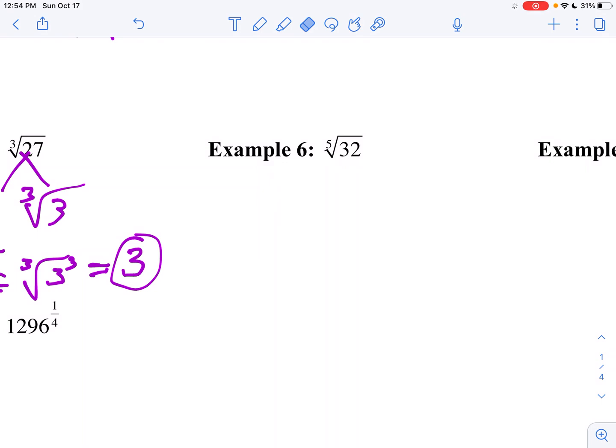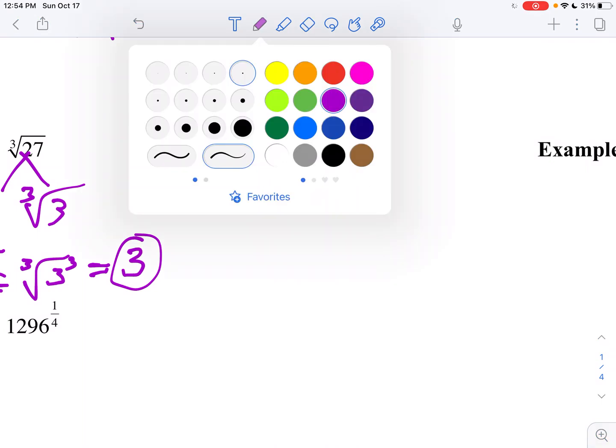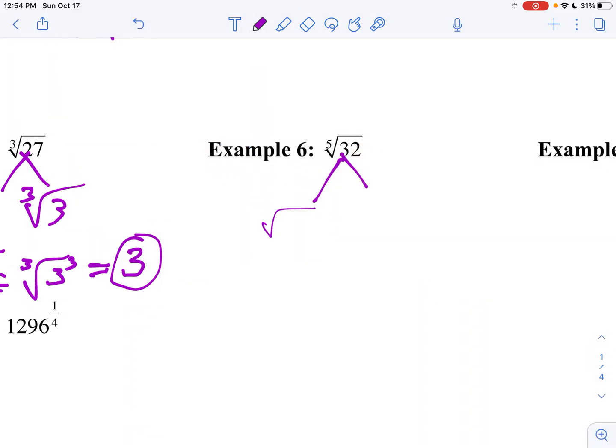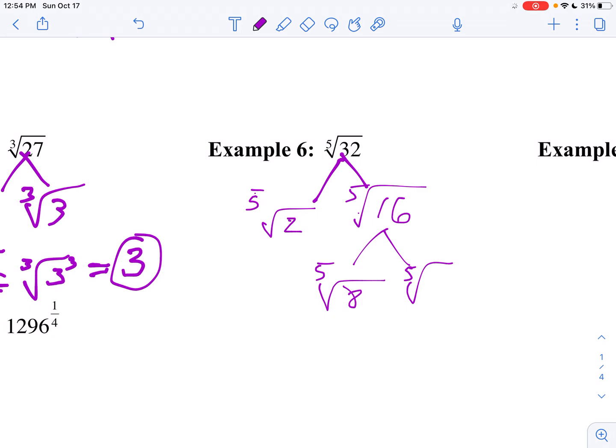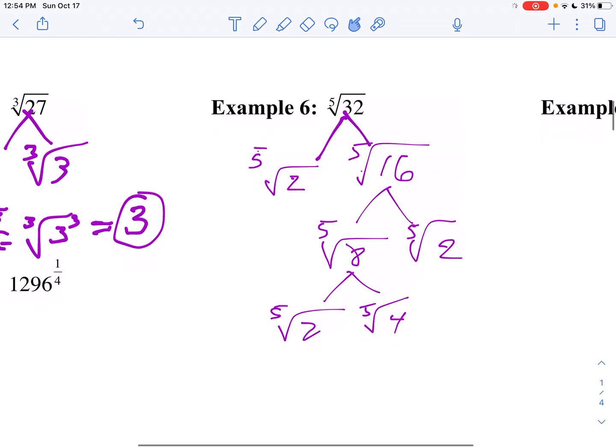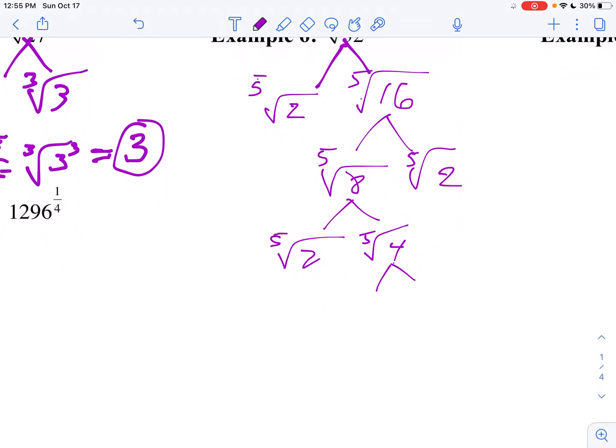Let me try that again. Let's see if I make it a little bit thinner here. So I've got the 5th root of 2 times the 5th root of 16. Then I'll say the 5th root of 8 times the 5th root of 2. I'll say the 5th root of 2 times the 5th root of 4. And then I'll break 4 down, and that'll be the 5th root of 2 times the 5th root of 2. We just do a bunch of factoring here.